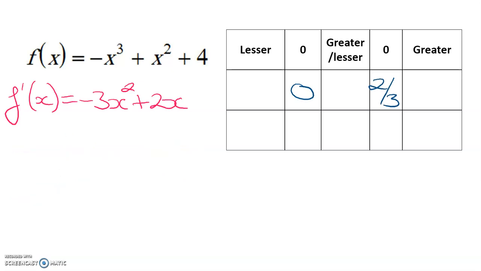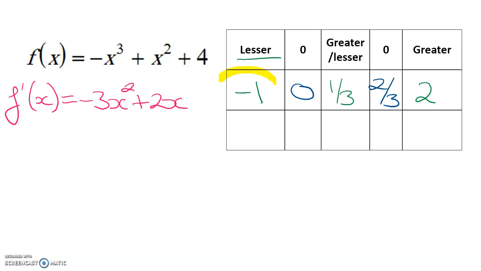So now I just need to choose some x values that are lesser than this stationary point, so I'm going to go with negative 1. Then I need to choose one that's between the two stationary points, because they're not the same stationary point, so it's not a point of inflection. So it's between 0 and 2/3, so I'm going to go with 1/3, and then something that's greater than 2/3, I'm just going to choose 2. And then I'm going to substitute each of these three values to see the behaviour of the slope.